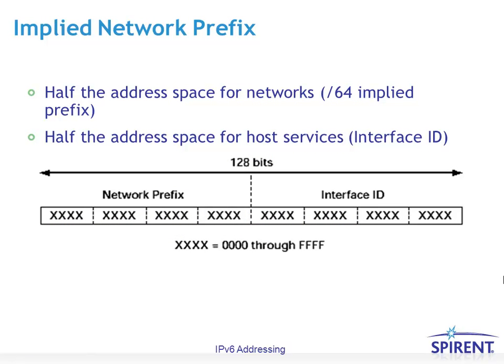IPv6 actually has an implied network prefix. In other words, the most significant 64 bits of the address are the network portion, and the least significant 64 bits of the address are the interface ID. That's always the case now with the address space that we're working with for IPv6.